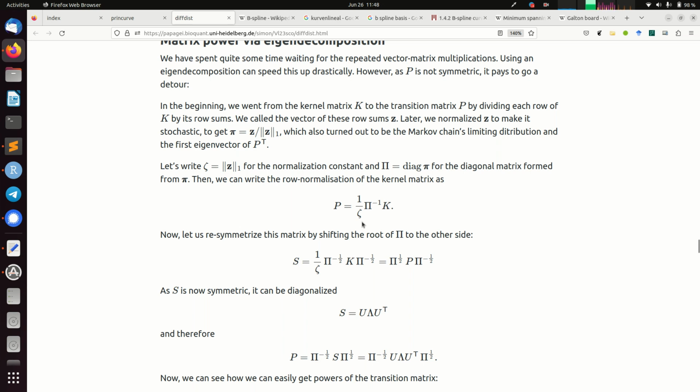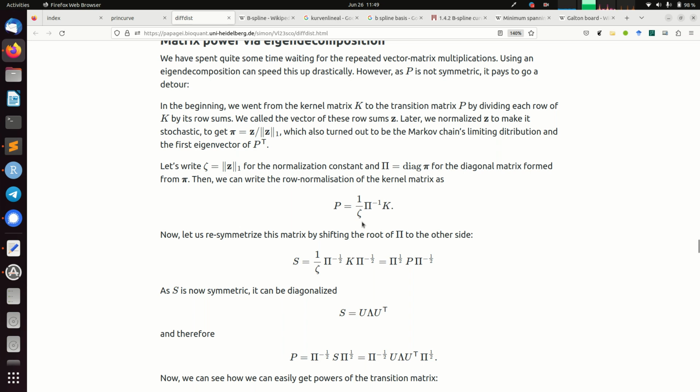P is 1 over zeta pi to the minus 1 K, where you see, we take the vector pi, and I turn this vector into a matrix by making it a diagonal matrix where the diagonal is the vector pi. The point why I do this is multiplying a diagonal matrix with another matrix is the same as dividing each row of that matrix by an element from this diagonal.